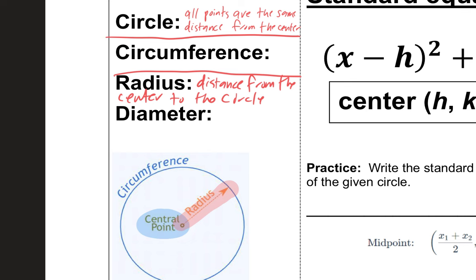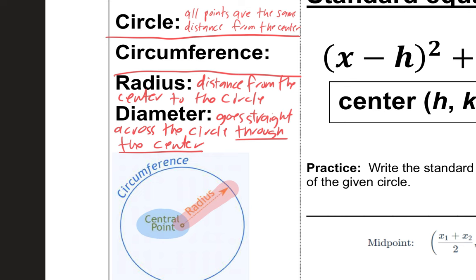Okay, so if that's the radius, the diameter is what? The diameter is twice the length of the radius. So in other words, the diameter goes straight across the circle through the center. It has to go through the center. You imagine if there was a line that went right through there, that would be the diameter. So the radius is half the diameter. The diameter has to go through that center of the circle. I'm just going to draw a line here, separate those.